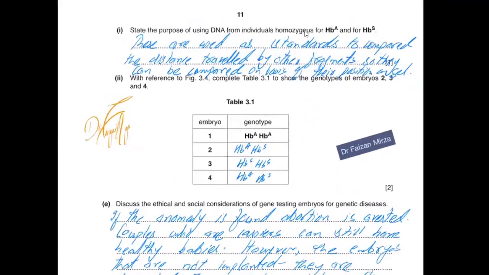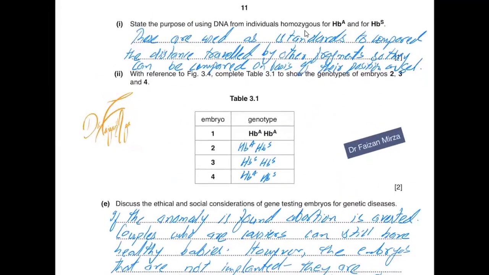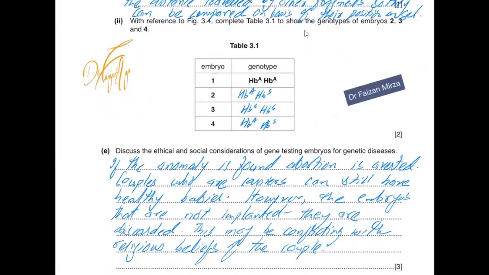State the purpose of using DNA from individuals homozygous for HBA and HBS. These are used as the standards to compare the distance traveled by other fragments, so they can be compared on the basis of the position on the gel. We can mention the genotypes.